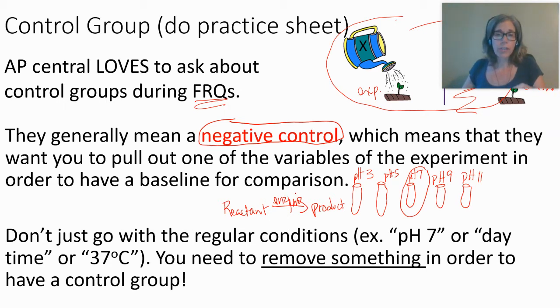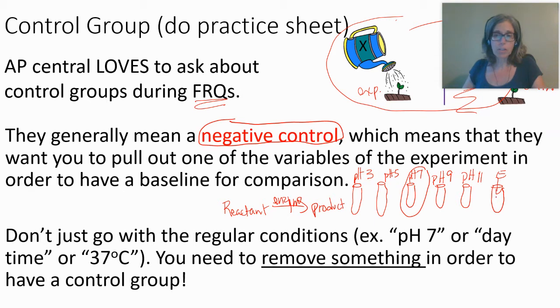So for a control, they actually want you to pull something out. So you would need to have another test tube, and you would want to put no reactant in it at all, or maybe no enzyme. You would have to pull something out. So if you put no reactant in this one and you just put the enzyme in here and you still saw a product made, then there's something totally messed up with your experiment. So for a negative control, you pull something out of the experiment that acts as a baseline for comparing everything else to, and you expect to have no result.